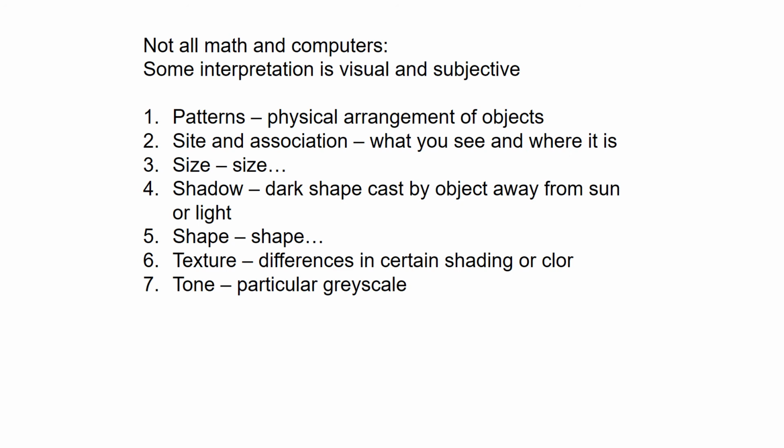Not everything is all math and computers and remote sensing. We also look at things like patterns, the physical arrangement of objects, site and association, what you see and where it's at, size, how big things are. Shadow: we can look at the shadow, and by the length of the shadow, if we know the position of the sun, we get some idea of how tall things are. We notice shapes, like these round spots in the Midwest that are center pivot irrigation, and other places they would not be assumed to be that. Texture is the differences in certain shadings or colors. Tone is particular to the grayscale.